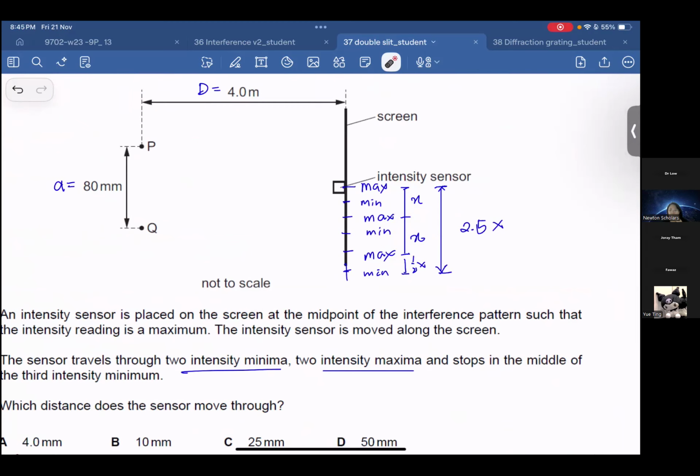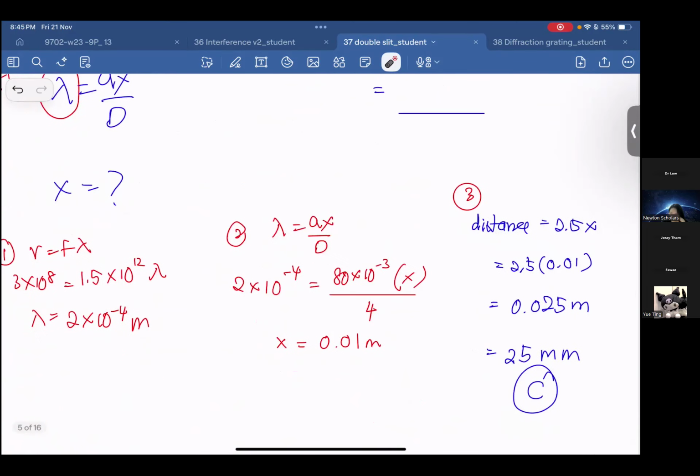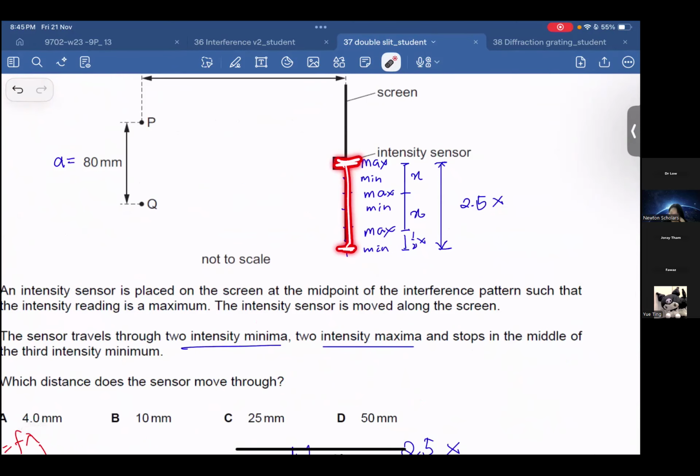Wesley, tell me, then why find D again? Not find D, this is distance. Distance the sensor travels from here until here. This is the distance traveled by the sensor. It travels 2.5x. Why 25? 2.5 times 0.01. I straight away put 2.5 inside the formula. Oh, cannot, dear. Cannot.